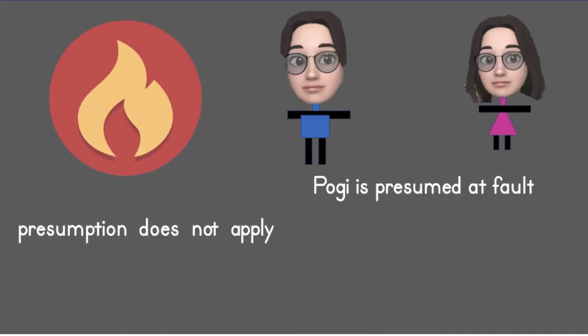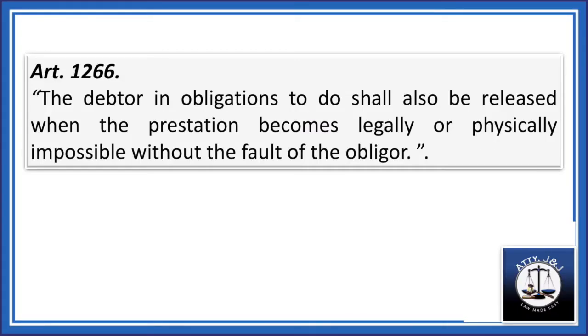Yung last sentence ni Article 1265, yung applicable, sabi, di ba? This presumption does not apply in case of earthquake, flood, storm, or other natural calamity. So, walang presumption na at fault si debtor or si Pogi. Since walang presumption, pwede pa rin i-prove ni Ganda na Pogi was at fault kung kaya nawala ang kanyang sasakyan para maging liable si Pogi. Pero hindi pinipresumed na at fault si Pogi. Okay? That's it.